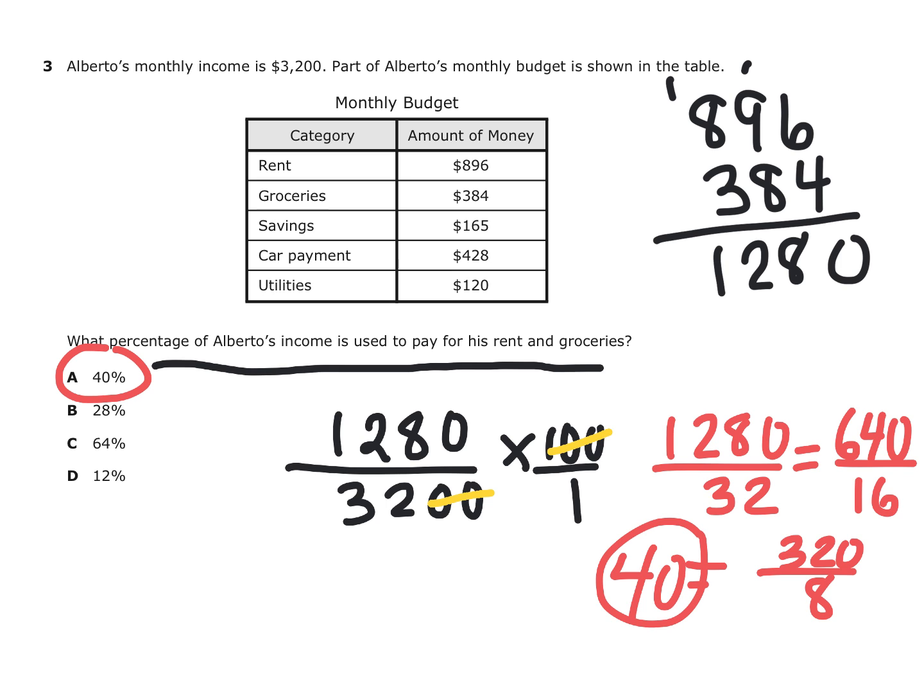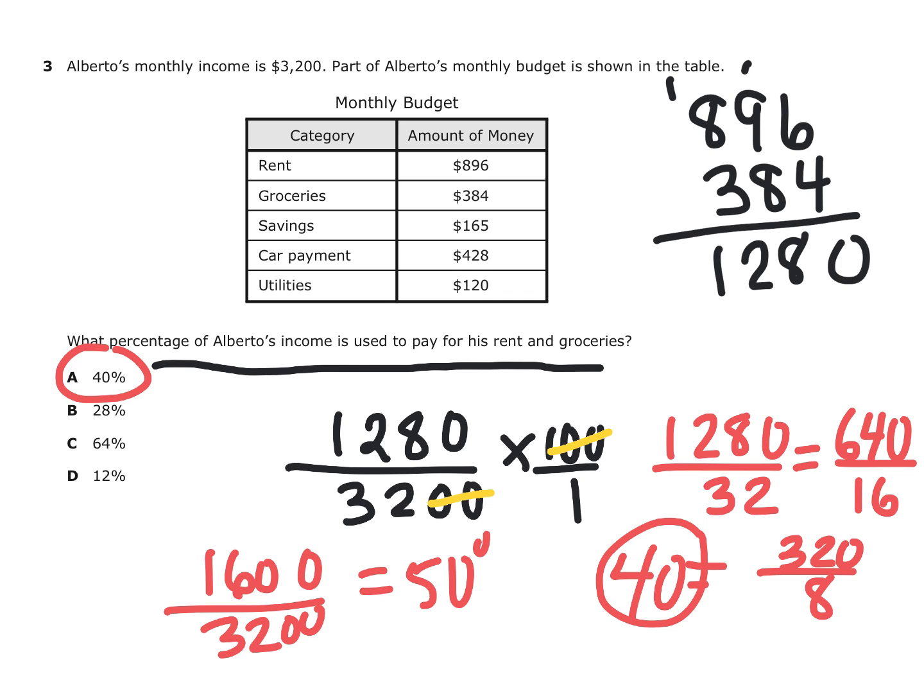So let's take a look at this problem. We know that 1,280 is a little bit less than half, because if you had 1,600 out of 3,200, that would be exactly 50%. So it's going to be a number less than 50%. And if you look at your answer choices, it can't be 64. 12 is too small, and 28 is still too small. So 40% is the only answer that's reasonable. So as a way of checking, you can go back and say, is this about right? Is 1,280 about 40%?